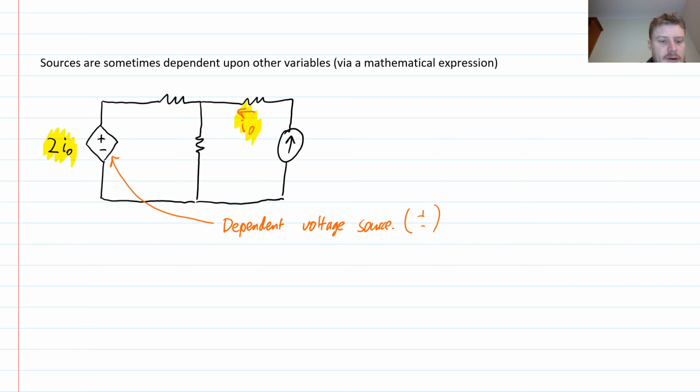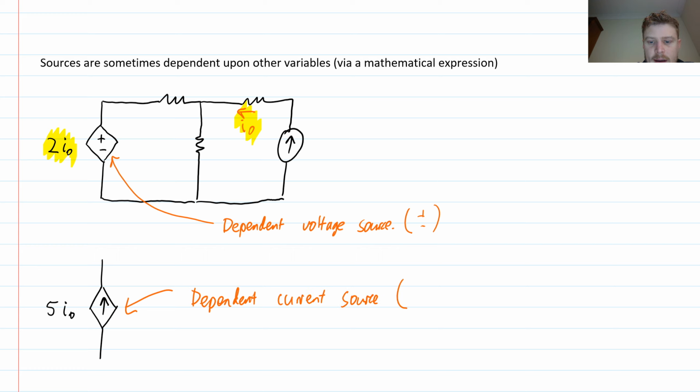I could also draw something like this, so I use the little diamond shape again, and I can put a little arrow on it, and then I can again write some mathematical expression. So let's say 5I0. I0 has to be defined elsewhere in the circuit. This component here is a dependent current source. And again, I know that because it has the little arrow drawn inside of it.